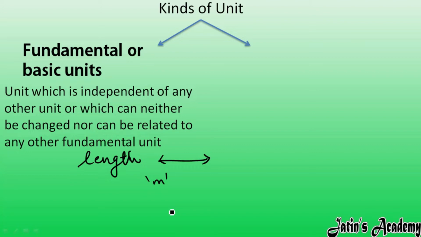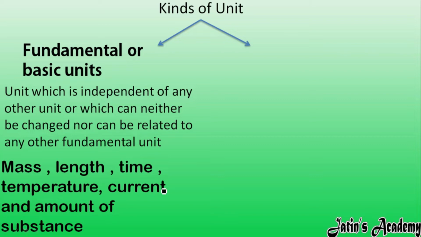So the quantities which do not depend upon any other physical quantity. In order to measure the length, I need not any area, volume, density. I just need one scale and I will measure the length. So these kind of quantities are known as fundamental or basic quantities or units. With units, it is fundamental or basic units.